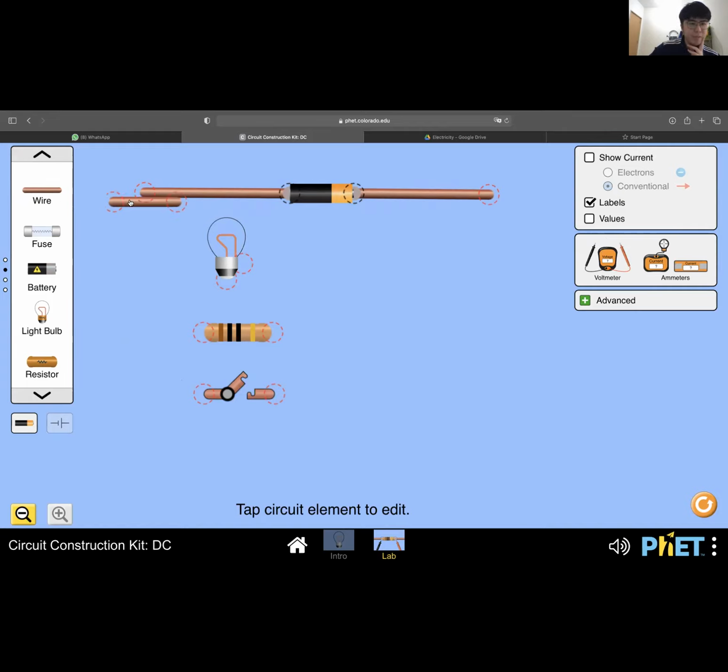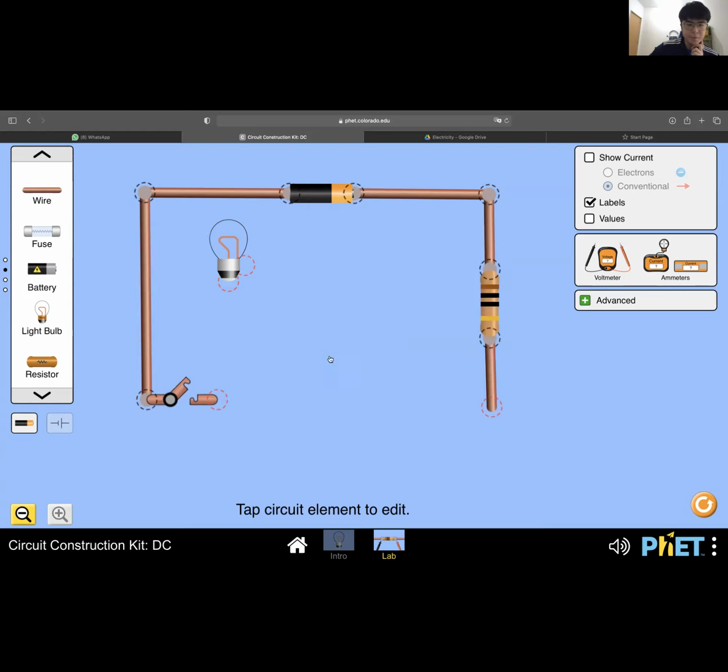Let me form a simple series circuit here. So I'm going to draw it like this. I attach my resistor over here, and then my switch, and here's my bulb.